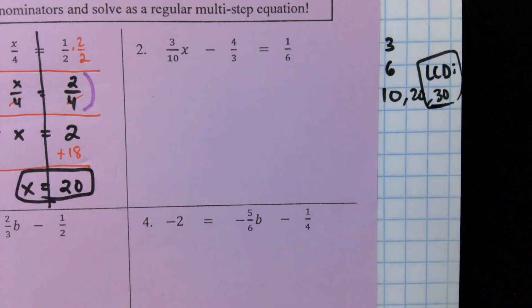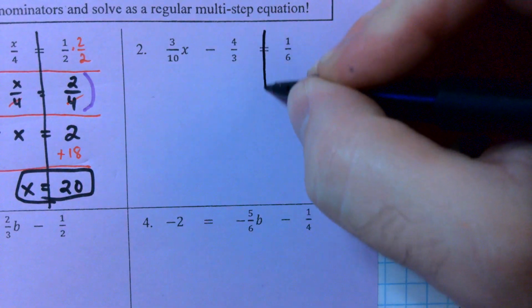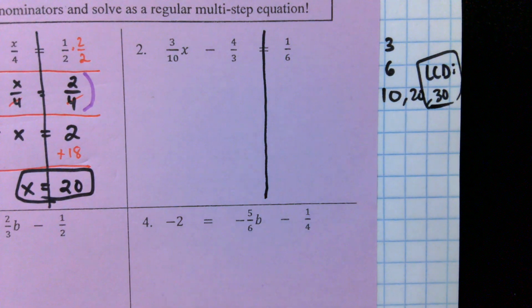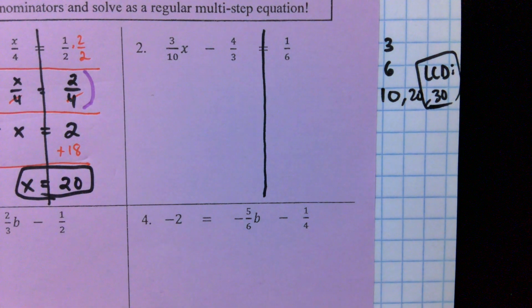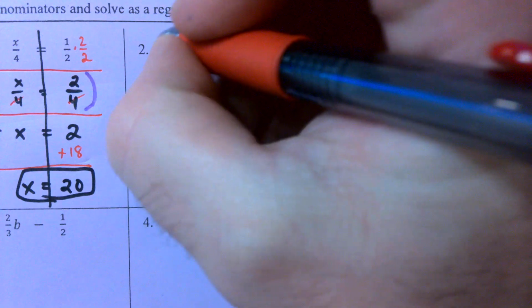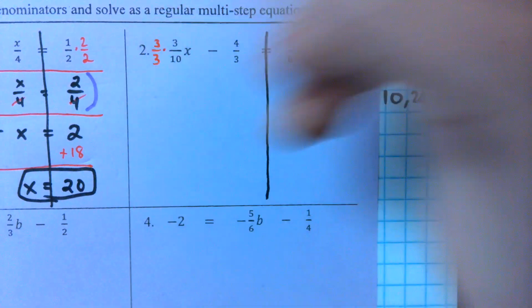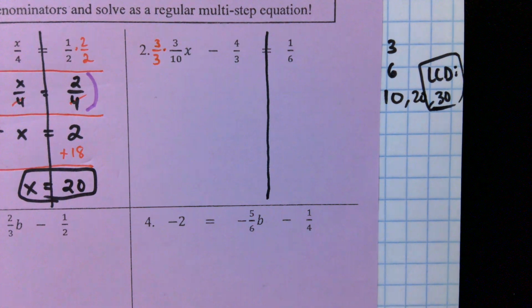Okay. So I need all my terms to have a 30 on the bottom. None of them currently do, so I've got to change each of these terms. What I multiply them by is still just 1, but they're going to be different. For this first term, 3 over 10x, what can I multiply 10 by to give me 30 on the bottom? 3. But I have to multiply it by the whole fraction, 3 over 3. Everybody with me?